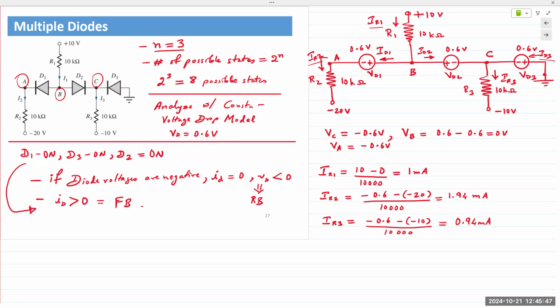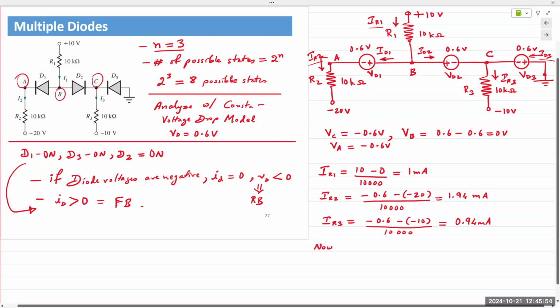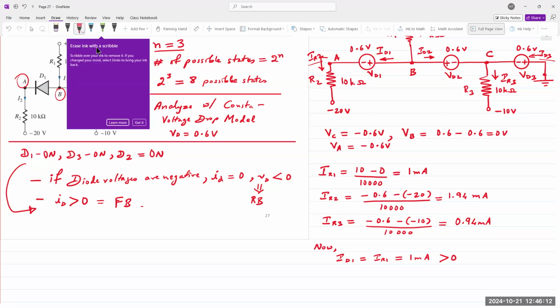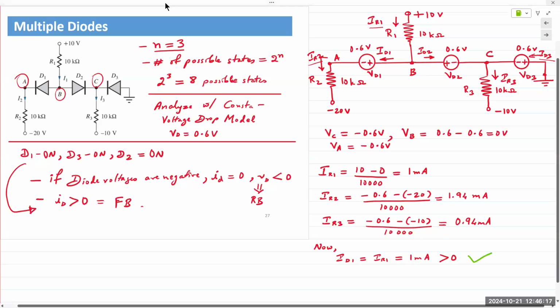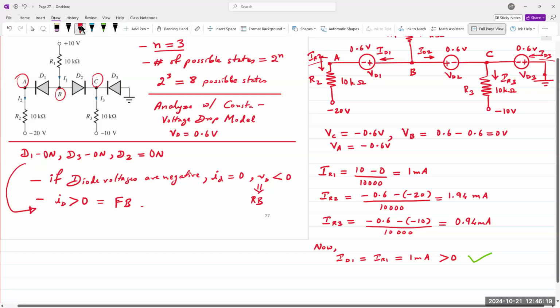Okay, so now let's calculate the diode currents. ID1 is straightforward, right? ID1 is directly equal to IR1, which is 1 milliamp. 1 milliamp is greater than 0. It's a positive value, right? So my assumption 1 is verified. At least you're on the right track.